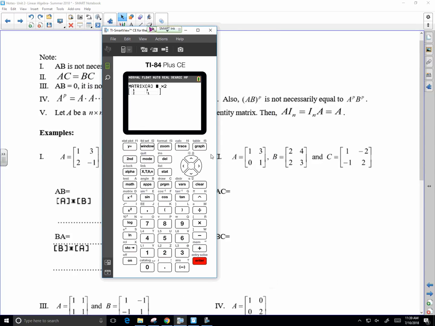Yeah, we're not at inverse yet. That's a couple pages away, or maybe a page away. So here's my matrix A. I get my matrix B.